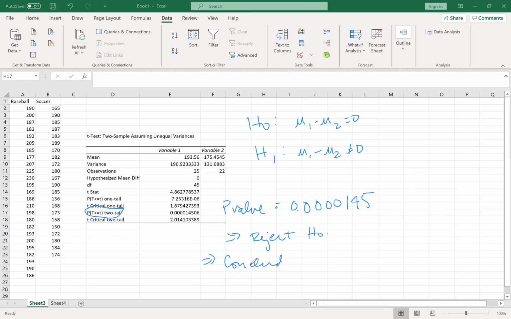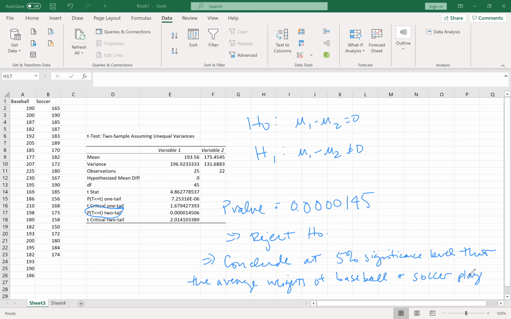conclude at the 5% significance level that the average weights of baseball and soccer players are different. So we're very confident from this that their average weights are different.